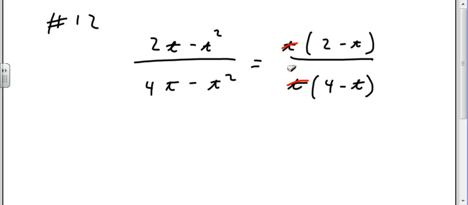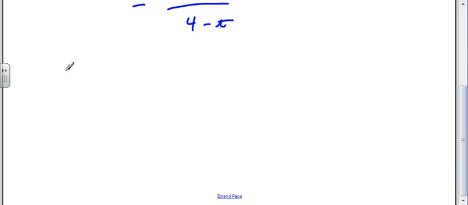Now, why can they go away? They can go away because they're in the same term. If I had a plus sign there, they couldn't go away. They're in different terms. But as long as they're things that are multiplied together, we can do that. 2 minus t divided by 4 minus t. And that's as far as we can go. Nothing else we can do with that. Okay, we'll look at 15.